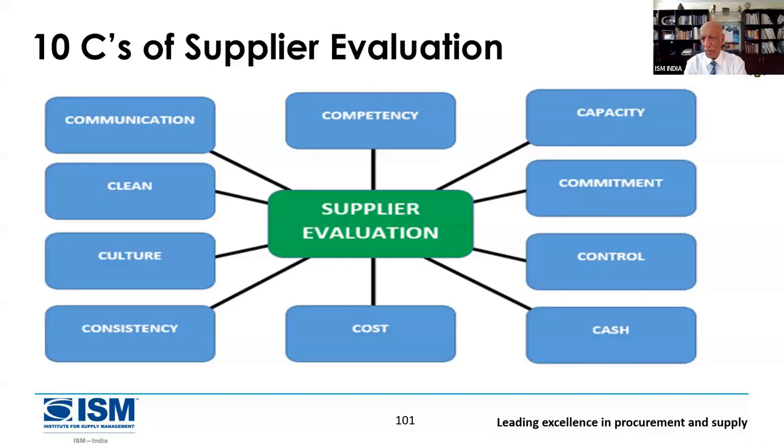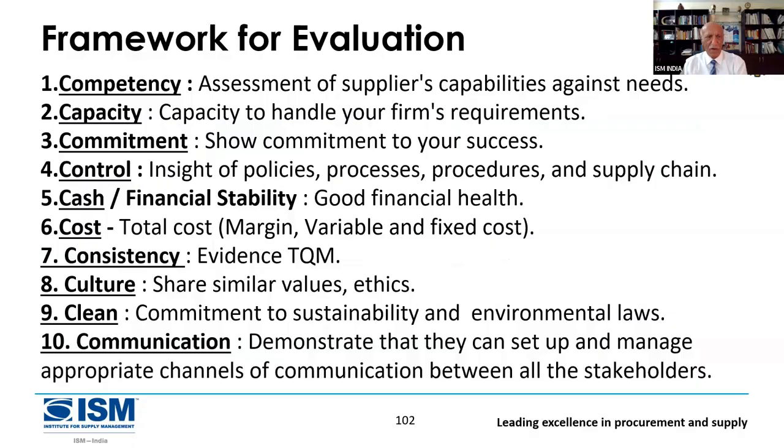Control. Do they have too many controls? Is the company a control freak? If there are too many layers, it's a control freak. Cash. Financial. Cash does not mean the cash investment. Financial status. Do they have enough? Are there any losses? Cost of the company. Consistency. Culture. Clean and communication. So let me explain all of them.